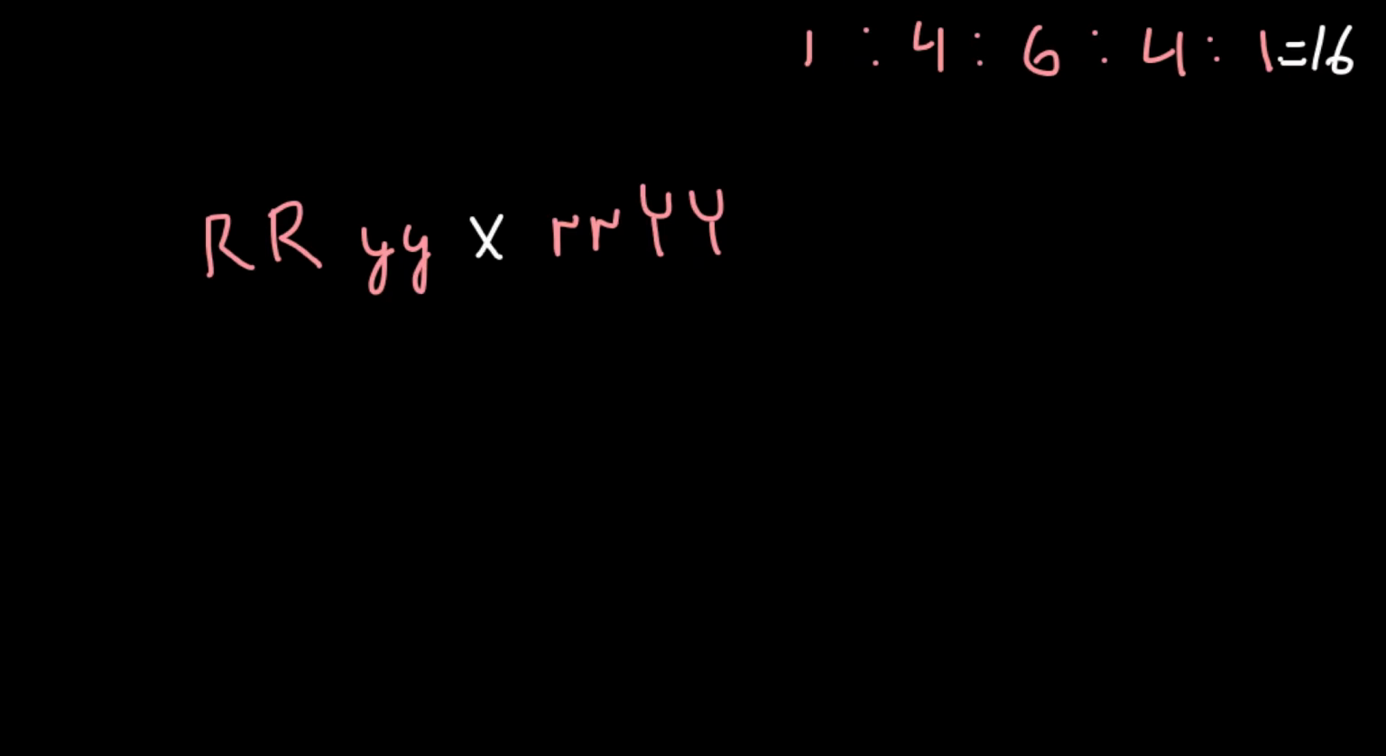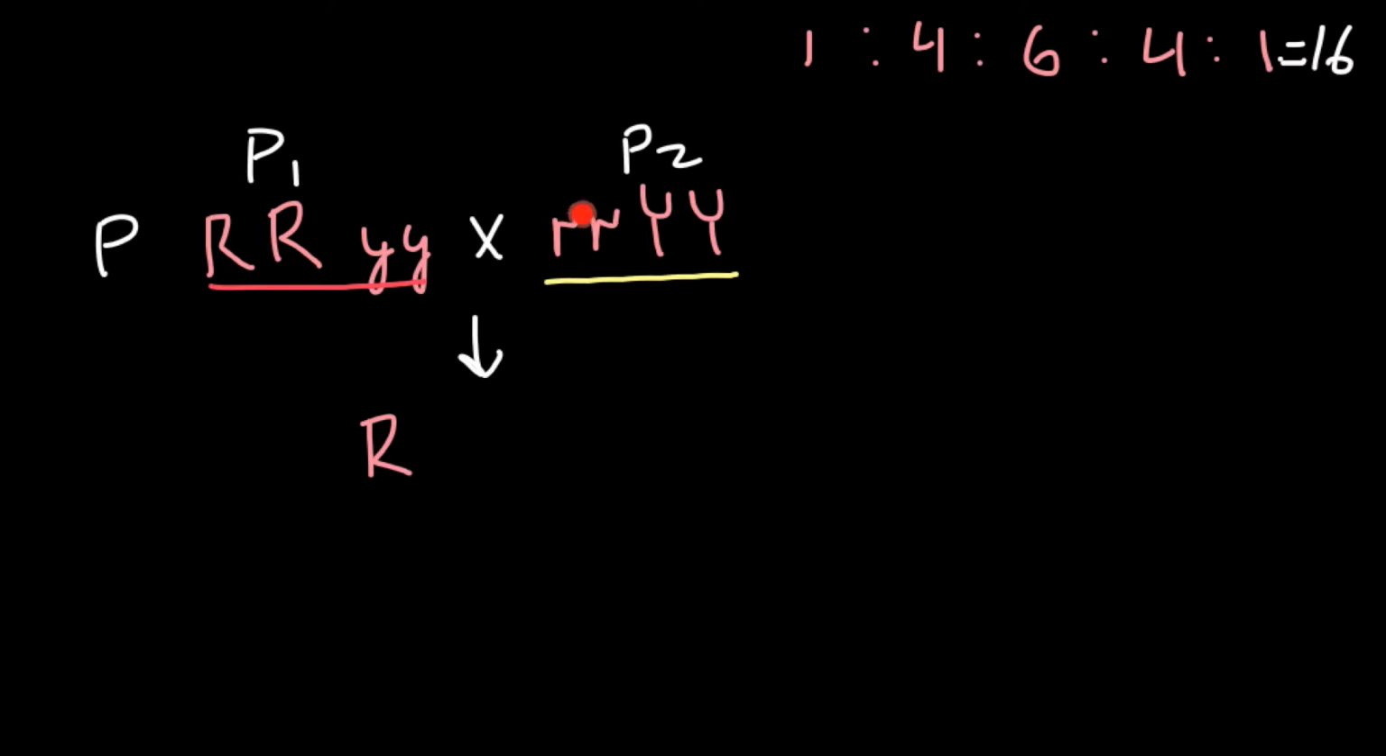So here the phenotype is red, and the other phenotype is yellow. This is the parental generation, this is parent 1, this is parent 2, and in the F1 generation what we got is: parent 1 can only give the dominant allele R, so in the F1 generation we would have capital R here, and parent 2 can only give the recessive allele r. So the genotype would be capital R, small r for the gene R.